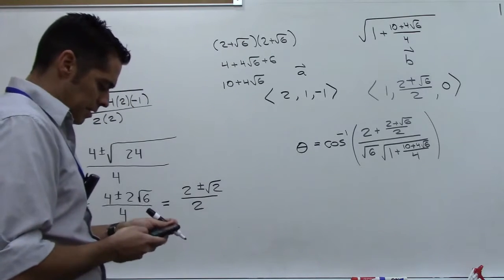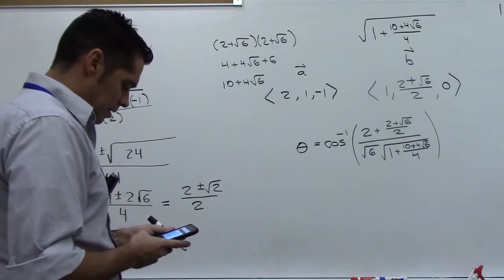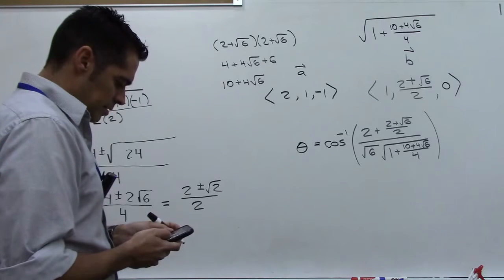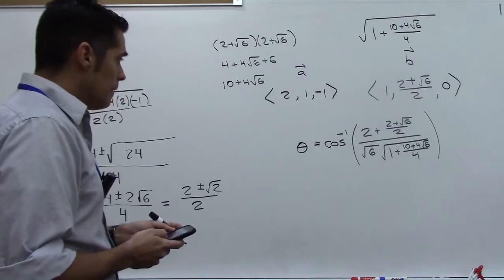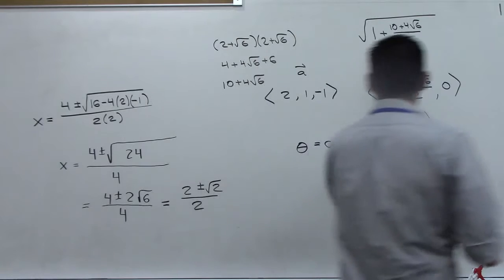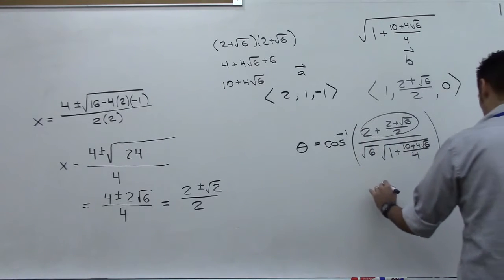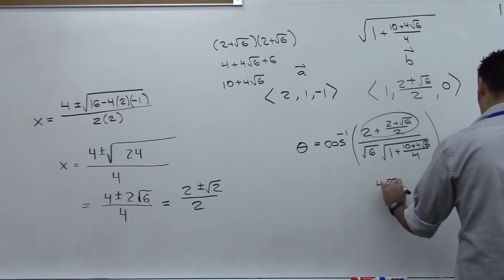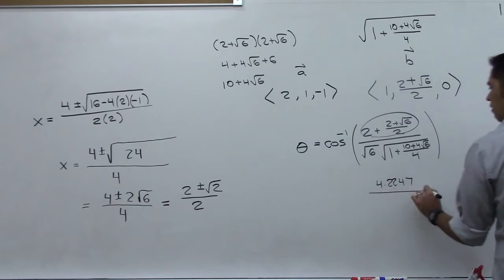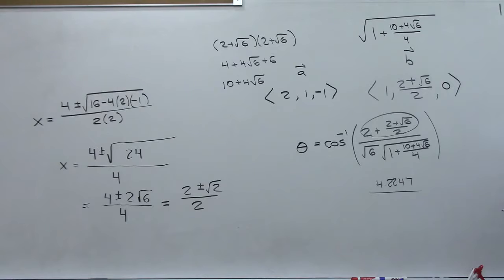I'm using my phone. If I had my calculator, I'd feel better about this. Using the phone to do it is a little harder. Let me try it. Okay, I'm going to do 6 root plus 2 divided by 2 plus 2. So this whole top here, I'm getting 4.2247 over, now let me try and do this.